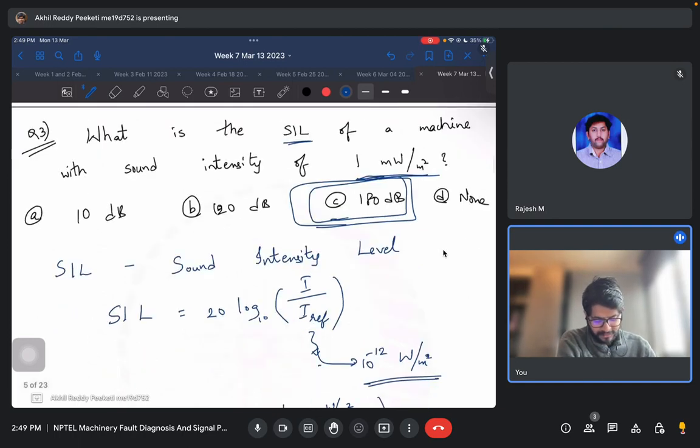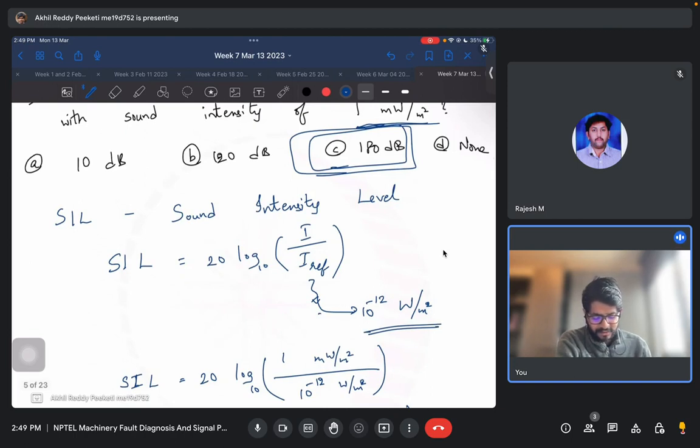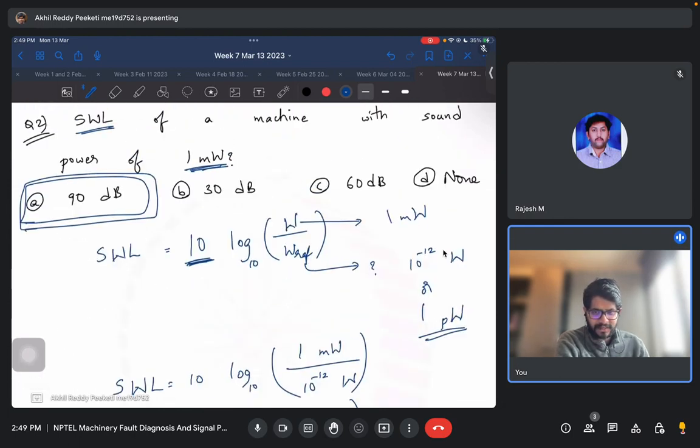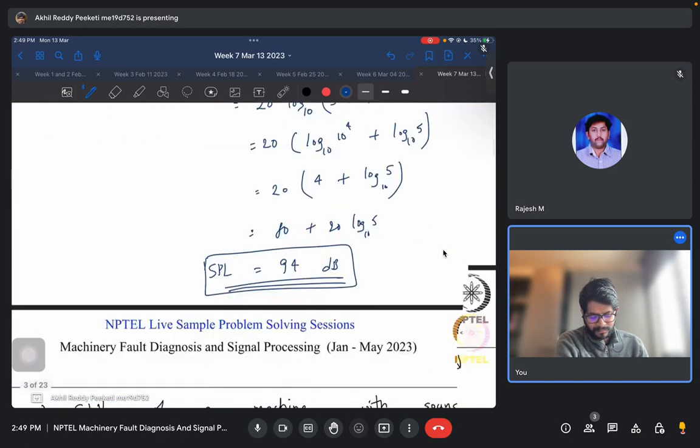So this is the sound intensity level. In sound intensity level also use 20 log 10 intensity by reference intensity, and reference intensity is 10 power minus 12 watt per meter square. Okay. So power level you use 10 log 10 power by reference power, and in sound power level the reference power is 10 power minus 12 watt.